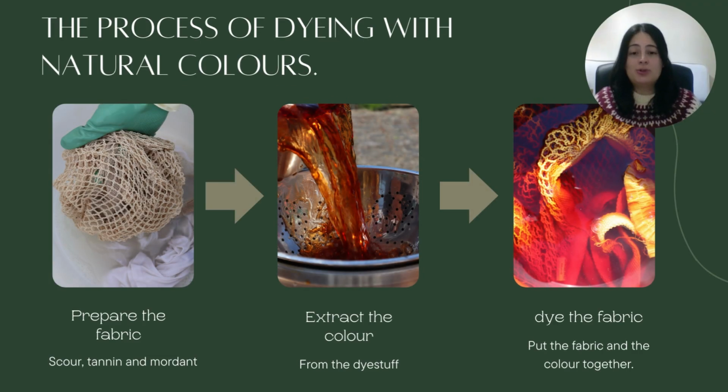To dye with natural colors, we have to follow a process that is very particular to natural colors. First, we have to prepare the fabric. Then we have to extract the color from the dye source. And then we combine the fabric and the dye to actually dye the fabric. But we're going to learn about this process a little bit later.